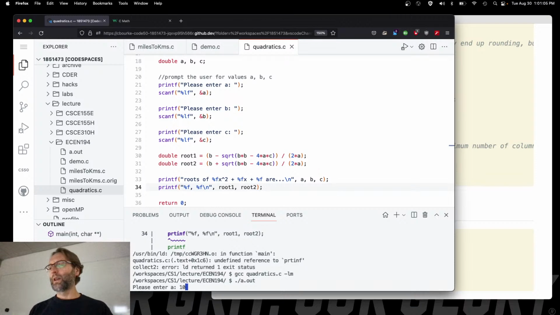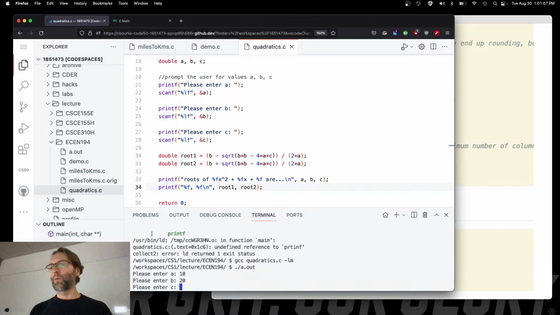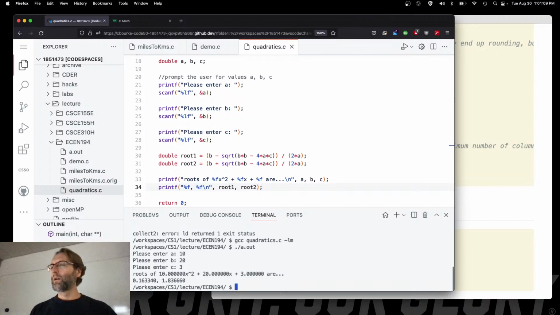Let's go 10, 20, and I'll go 3. All right. The roots are 0.16, 1.83. As a sanity check, you have to make sure that you're sane. Does it work? Well, it gave me numbers. Is that enough to say that it works? It's enough to say that it works, but is it enough to say that it's correct? Nope. Suggestions on how to verify this?